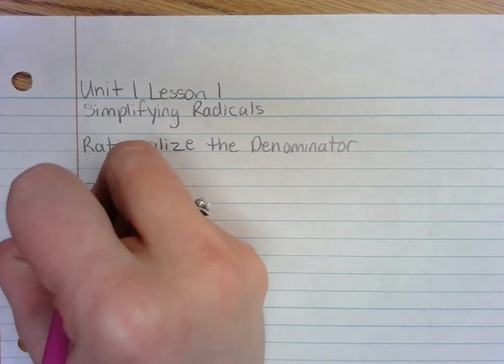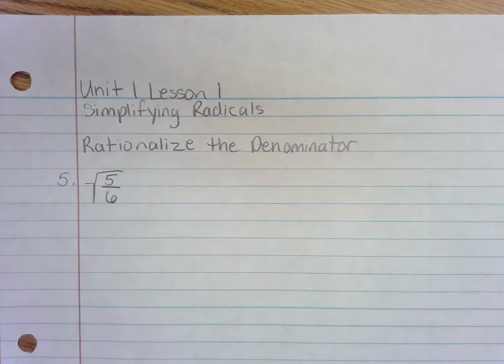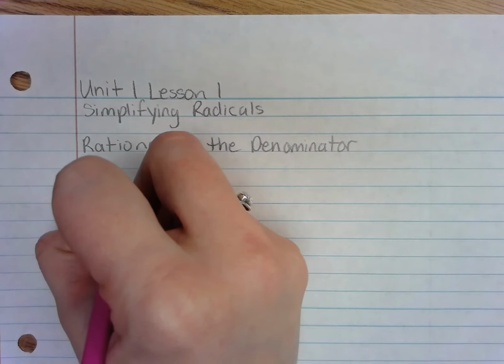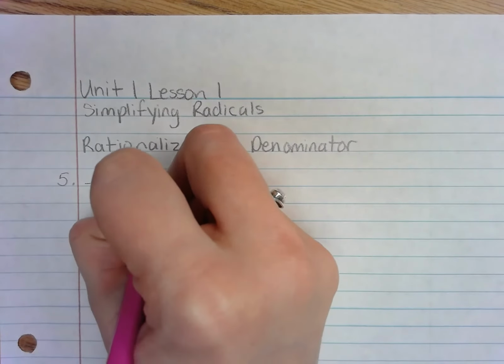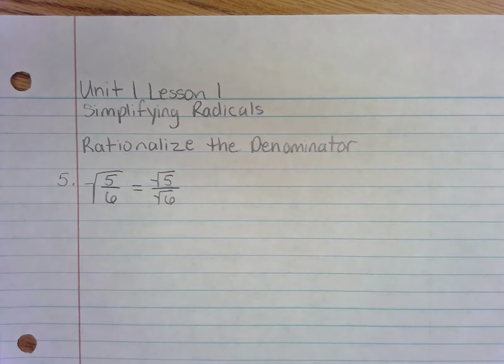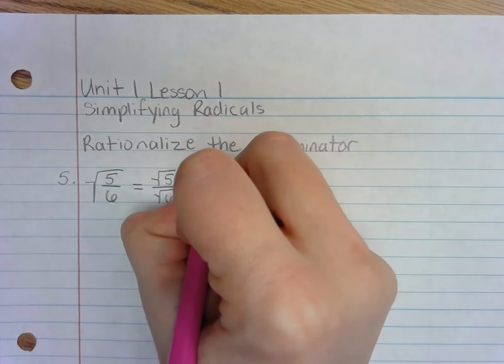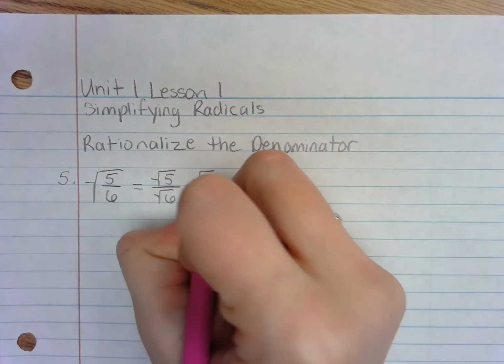We have the square root of 5 over 6. Our first step is to rewrite that with the square root of 5 over the square root of 6. So right away we see the denominator is an irrational number. We must rationalize the denominator in order to get rid of that square root symbol in the denominator. In order to do that, we will multiply by the square root of 6 over the square root of 6.